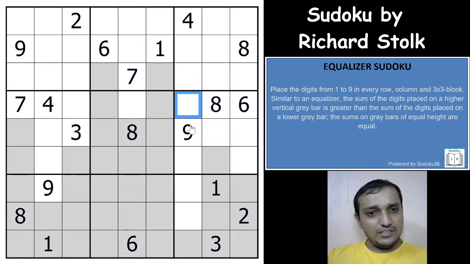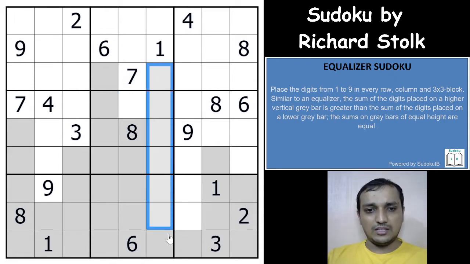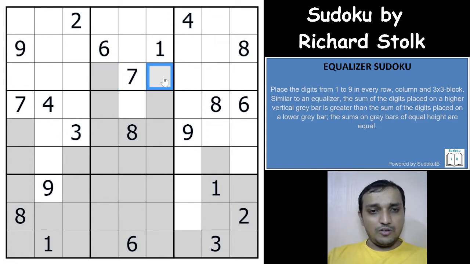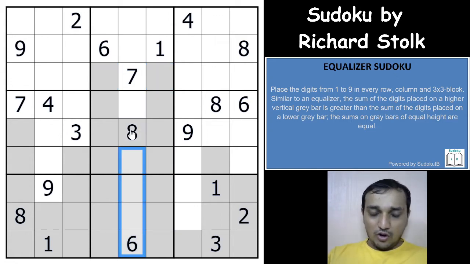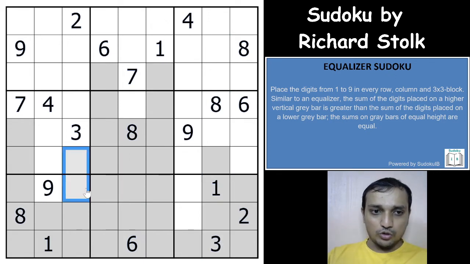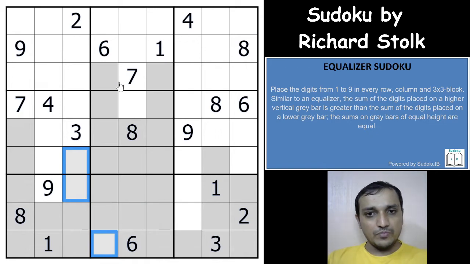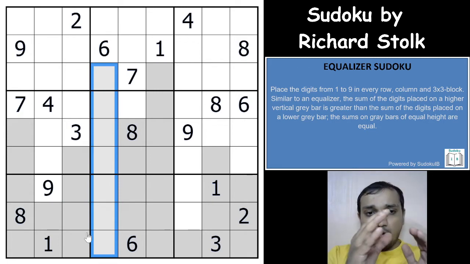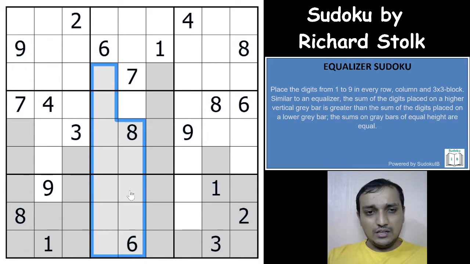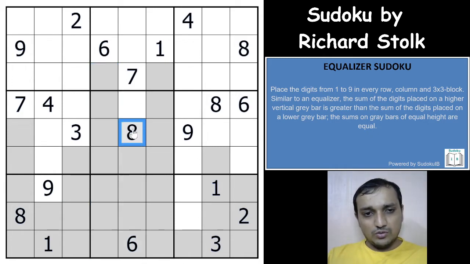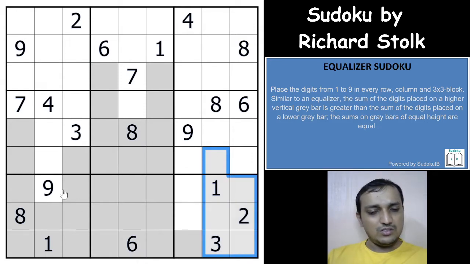So the constraint says that the highest equalizer, the highest bar, that is this and this, will always be greater than the one lower than it, and it goes on. And if there are two bars of the equal size, then both of the sums will have to be equal. So if you take the highest bar, the sum of all the cells will always be higher than the one bar that is lower than it, and again it goes on continuing, right? So the sum of these cells will be greater than the sum of these cells, which will be greater than the sum of these, and it goes on.